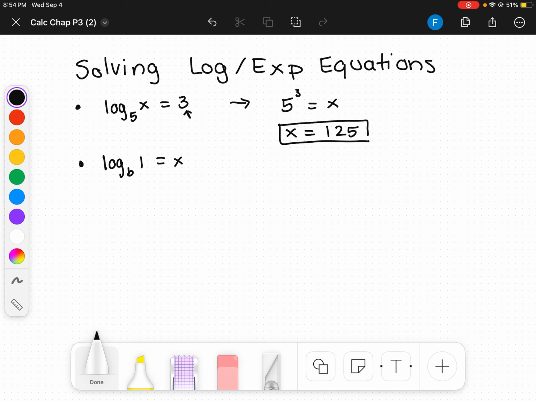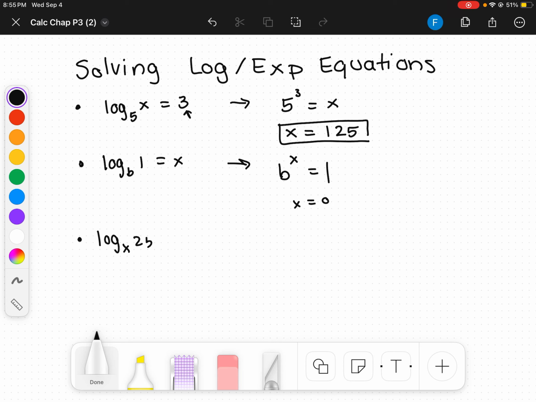Okay, this is weird because I have a b and an x. Let's convert forms. Base to the exponent equals answer. What would x absolutely have to be for some base raised to x to equal 1? Well, the only time that's going to equal 1 is when x equals 0. It literally doesn't even matter what b is. Anytime you have some base raised to 0, overall it will equal 1. All right, one more.